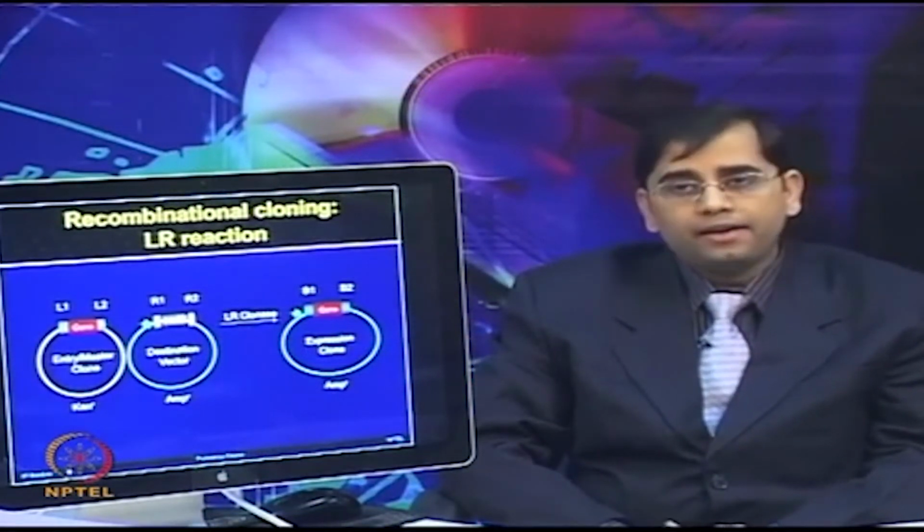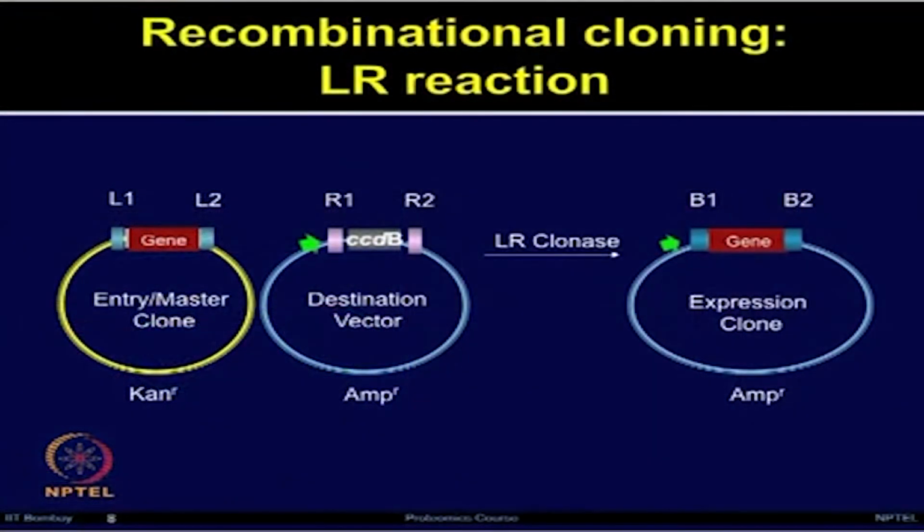Let us now discuss the next reaction, which is the LR reaction. So, in the BP reaction you have made one entry or master clone, and now that can be further used in the LR reaction. So, in the LR reaction, the interaction is between the attL and attR site, that is how the name LR came, and it is catalyzed by the enzyme LR clonase and the reaction is known as LR. So, LR recombination is between the entry clone and the destination vector.